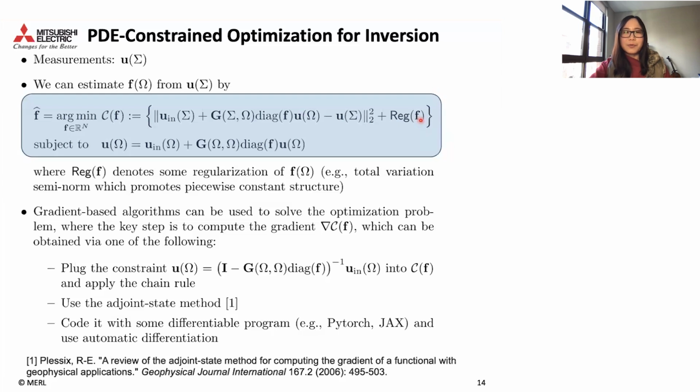Commonly used regularization would be, say, a total variation semi-norm, which will promote piecewise constant structure. And then, as I mentioned earlier, we need to have a constraint for our total field within the computational domain, which comes from the integral equation. So this is the constrained optimization problem for solving this inverse problem.